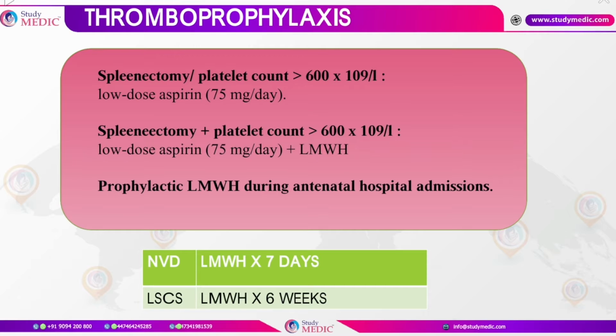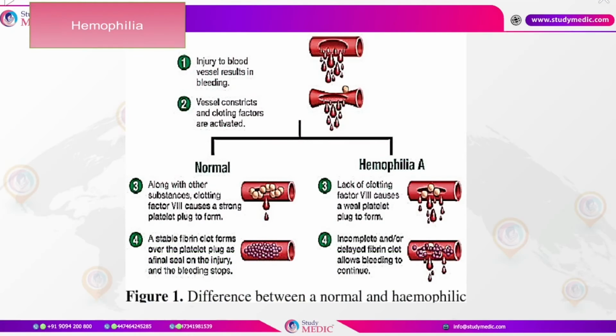Prophylactic low molecular weight heparin during antenatal hospital admissions will always be advisable. Whenever there is a normal vaginal delivery, the low molecular weight heparin will be continued for 7 days after the delivery. And in terms of C-section, the low molecular weight heparin will be continued for the next 6 weeks.